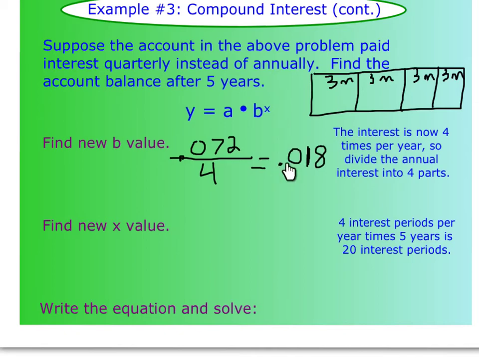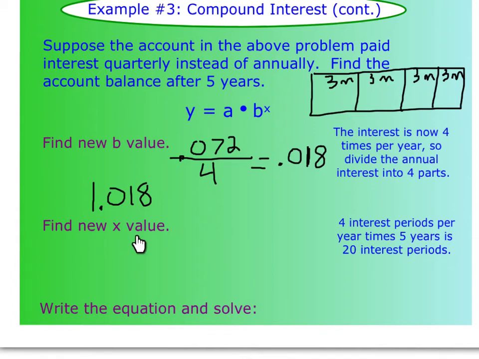I end up with 0.018. So now I'm going to add the 1 in front. So 1.018. I'm not allowed to use that 7% because that's based on a yearly amount. And we're going to do this every 3 months.